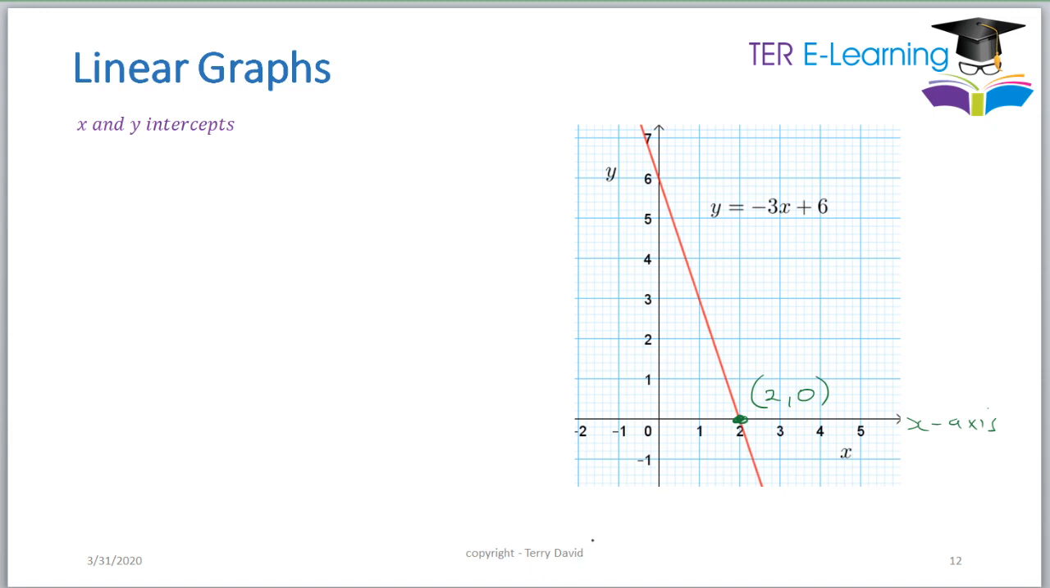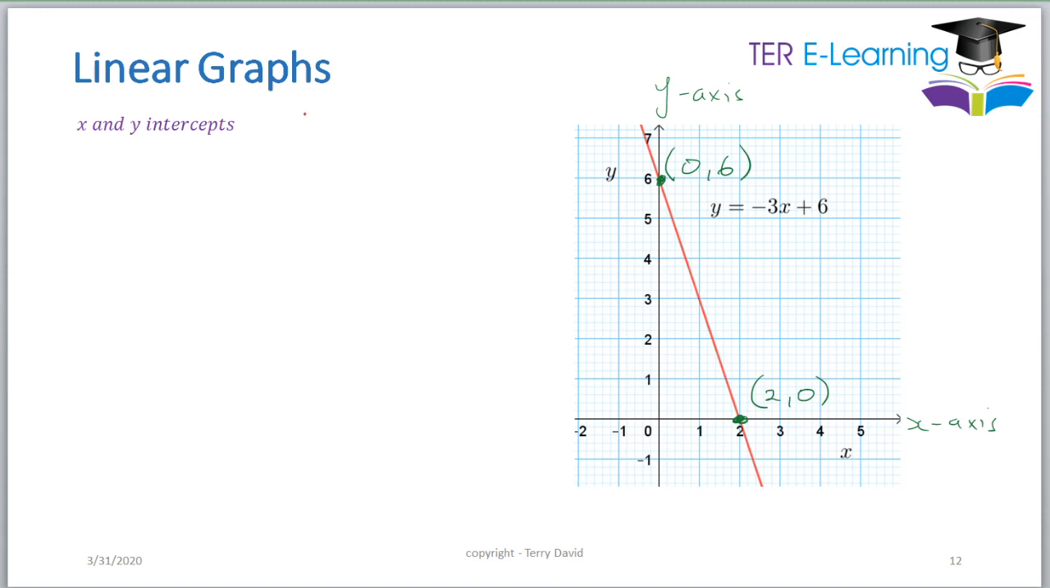For my y-intercept now, my y-intercept is this point here. That's this point. All right, and this is my y-axis. So my y-intercept here has to be given as a coordinate again. So this is going to be 0, 6. Right? So my y-intercept is the point 0, 6. Now, that's one way we can determine what my x-intercept is and what my y-intercept is. We can determine that directly from the graph.